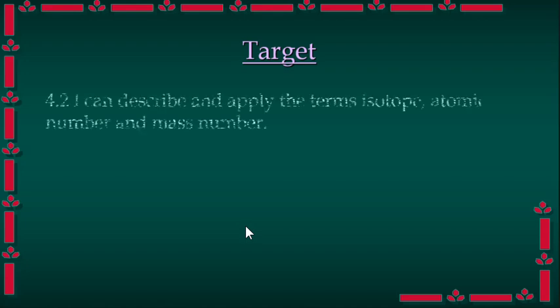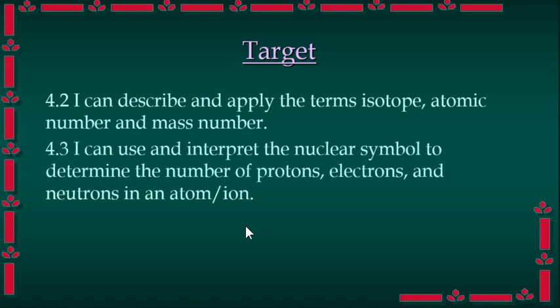So our two targets for today: I can describe and apply the terms isotope, atomic number, and mass number. I can use and interpret the nuclear symbol to determine the number of protons, electrons, and neutrons in an atom or ion. So yes, I understand. Most of that is just gibberish. By the end of this lecture, it will not.